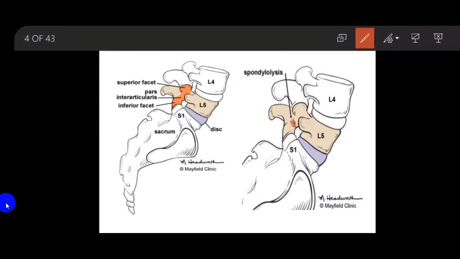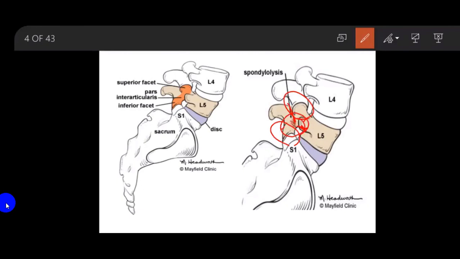The pars is the junction between the superior articular facet and the inferior articular facet of the vertebra. And at the same time, it's the junction between the pedicle, which is almost here, and the lamina, which is almost there. Okay? This part is called pars interarticularis.